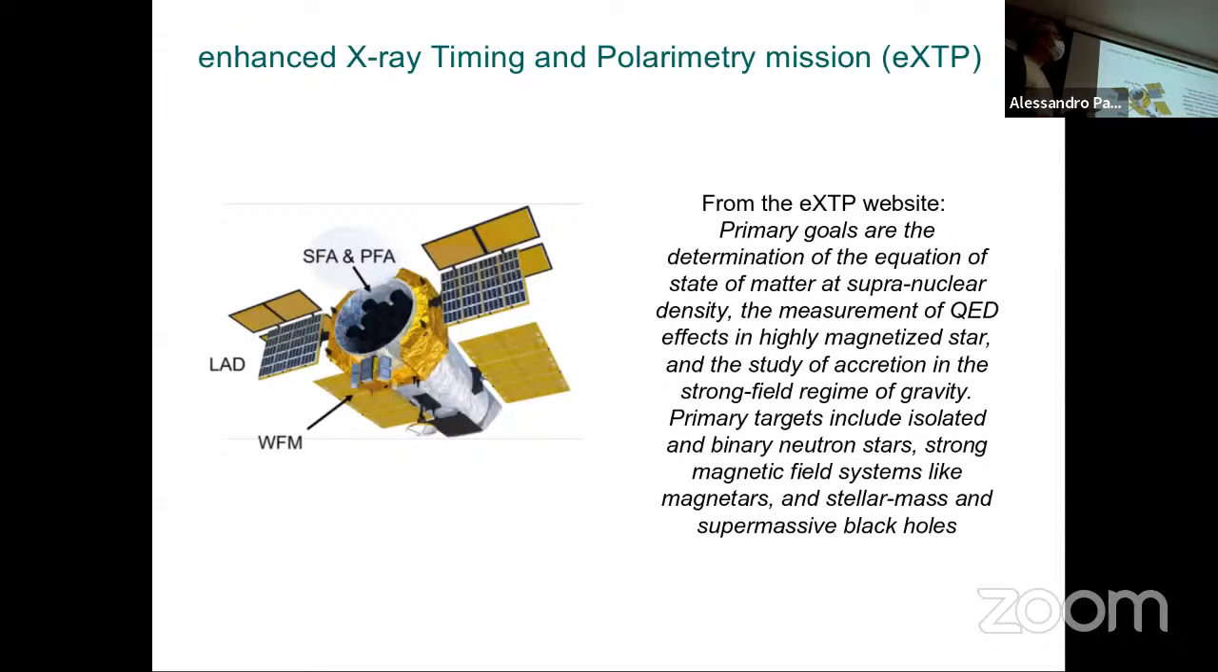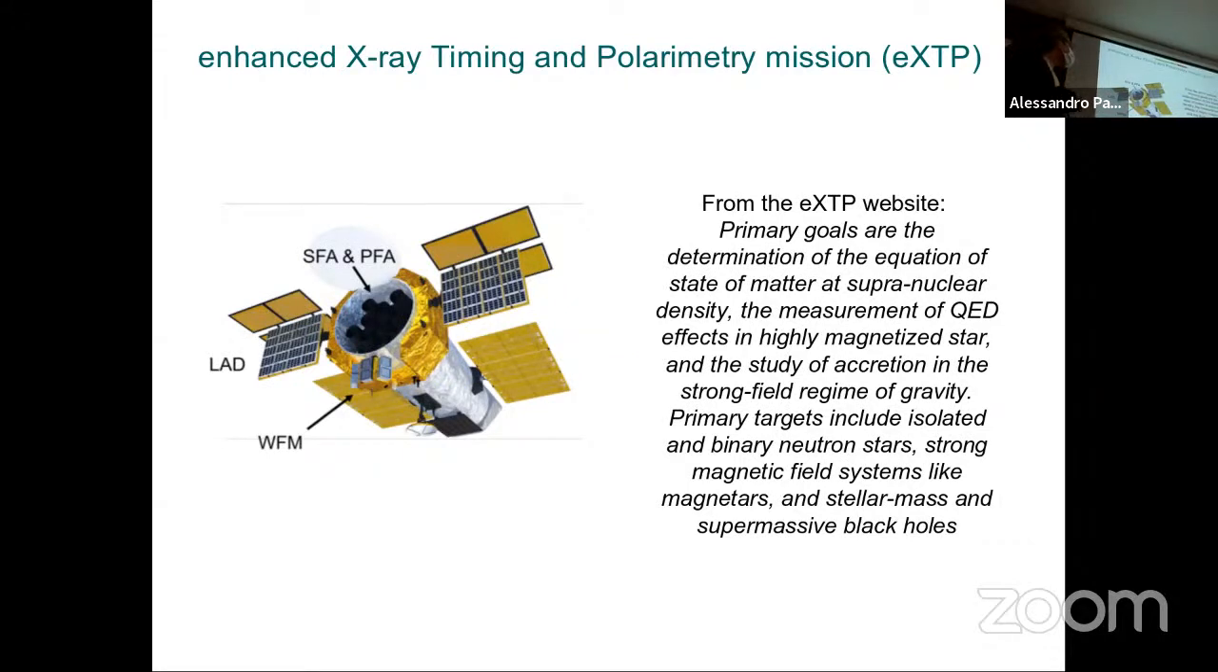So let's go to the core point that I want to make, which is now here. This is the XTP. This is the announced X-ray timing and polarimetry mission. This is a Chinese-European collaboration. And this instrument, this telescope, will fly in 2027 in the United States.